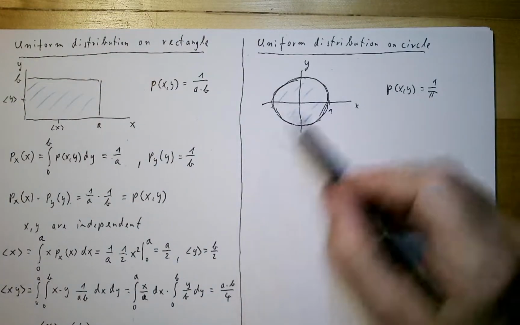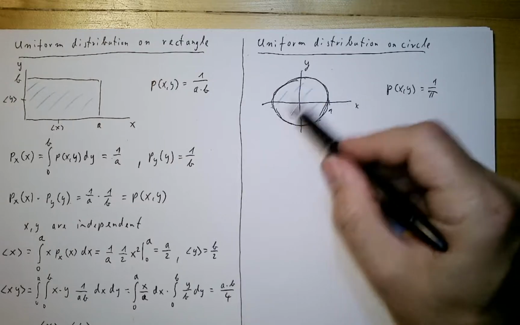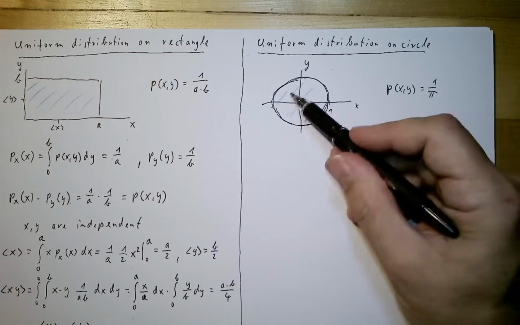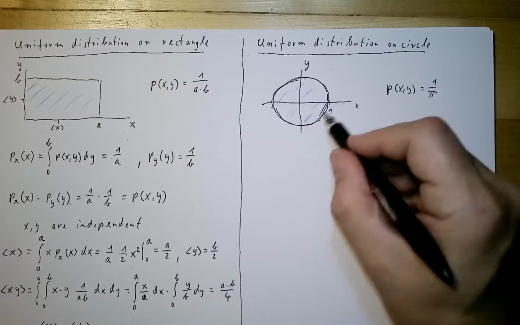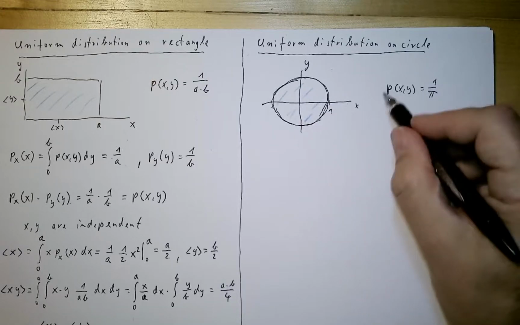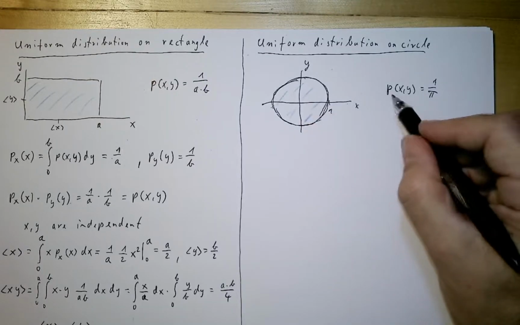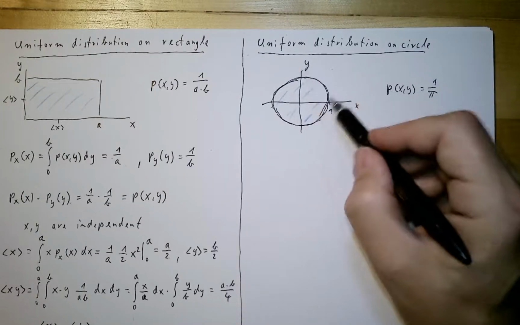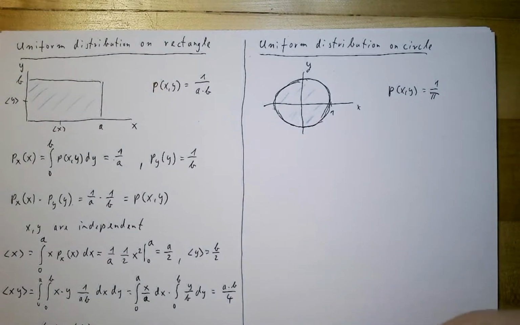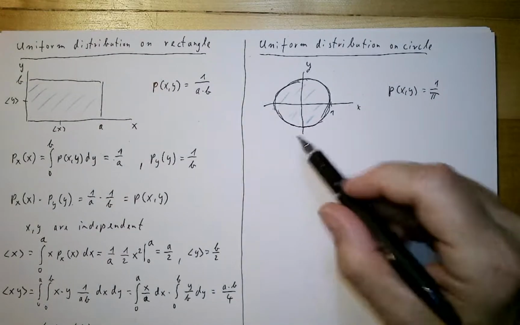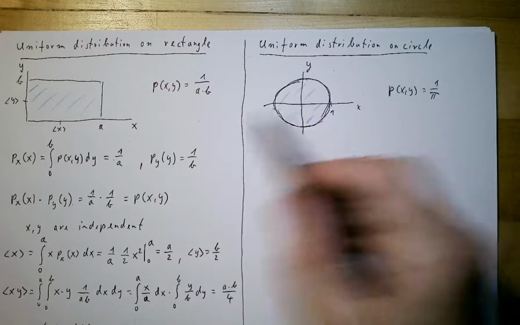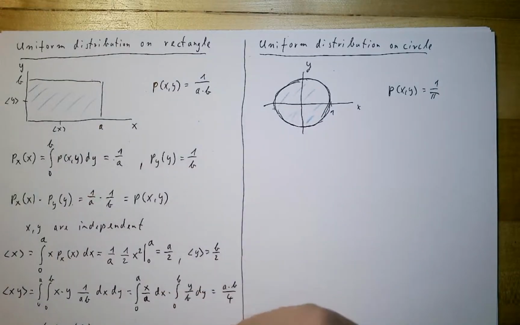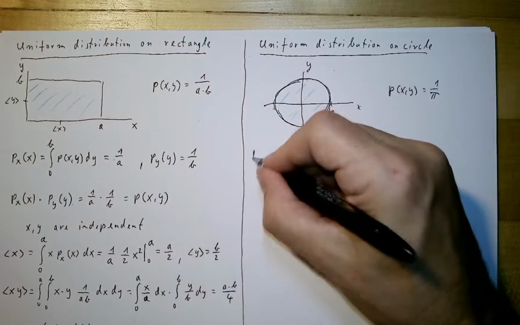So here we have this example: a circle with uniform probability, with radius 1. Normalization now requires that p(x,y) is 1 over pi, and here x and y can be positive or negative. You might wonder what's the difference between this example and the previous one. So let's calculate the marginal distributions.